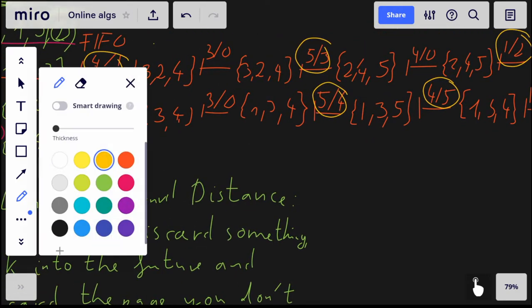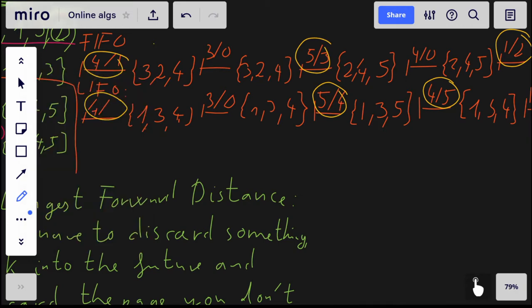And then we can use the LFU, the least frequently used, or the LRU, which is the least recently used. I'll move with the LRU, and I will maintain timestamps along with these cache entries.